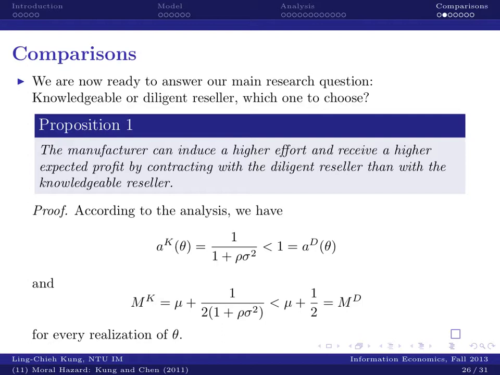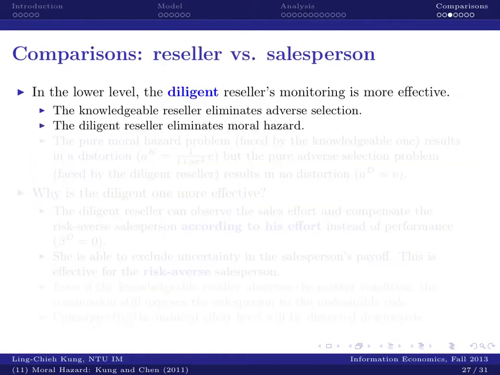Now let's give some economic intuitions. So we say that in the lower level, the diligent reseller's monitoring is more effective. Okay? The knowledgeable reseller can eliminate adverse selection. The diligent reseller can eliminate moral hazard. It seems that each one is better on one side, so it may be possible that one is better than the other in some cases. But we have shown that the diligent reseller is always better. So there must be some difference between eliminating adverse selection and eliminating moral hazard.